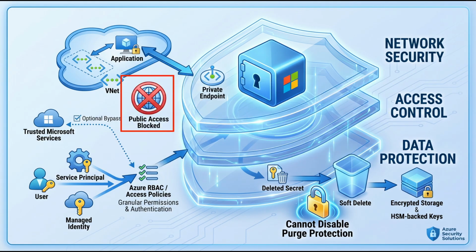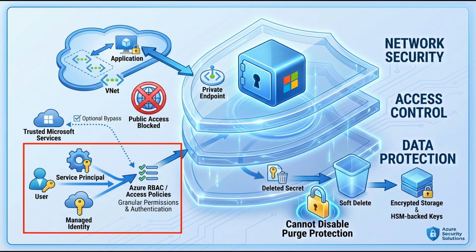So look at the diagram. The first step, block public access. The red cross, that's your action. Now, how do applications access it? Through private endpoint. So instead of internet traffic, everything flows inside VNet through private IP and secure channel. And you may allow trusted Microsoft services, but only if required. Now, even inside the network, not everything gets access. You control access using Azure role-based access control, access policies, managed identity, and service principals. Even if network is secure, wrong permission means security failure.